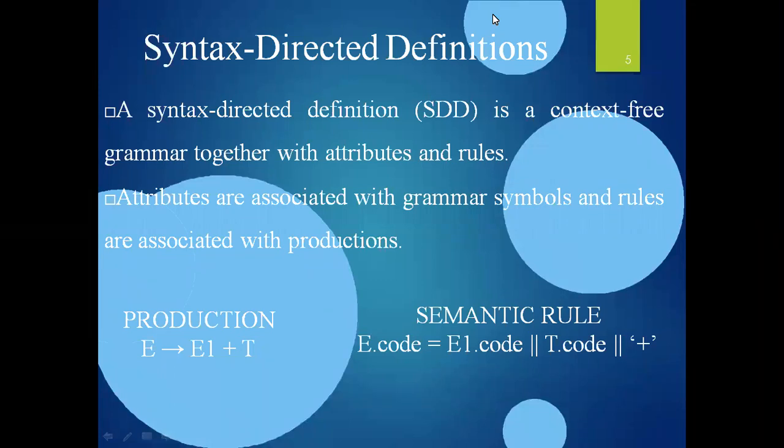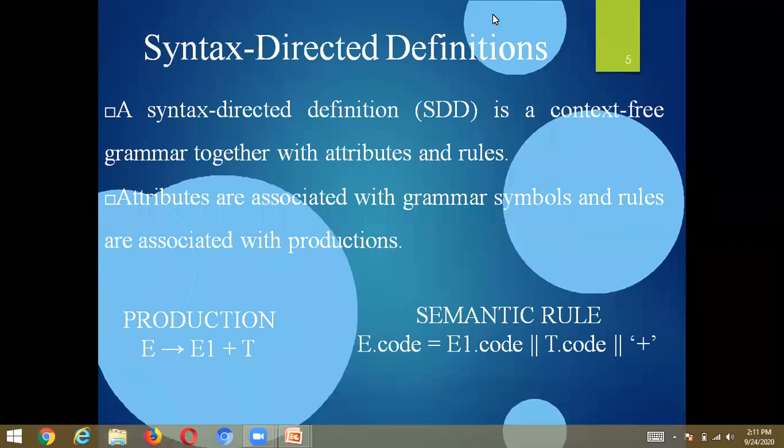Make a note of this. It should be static. And before knowing the definition of what SDD is, first I'm briefing out the most important points about a syntax directed definition. And point number one is, while doing the static analysis of the language, we use syntax directed definition.